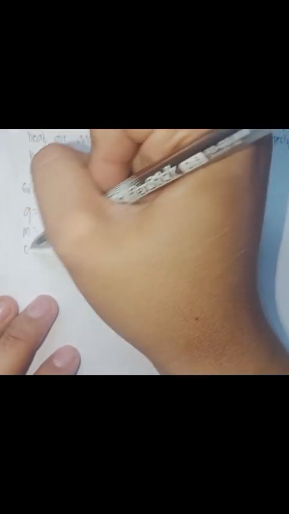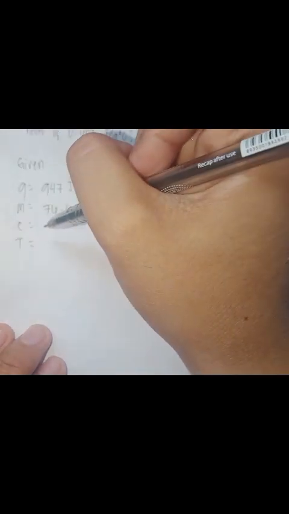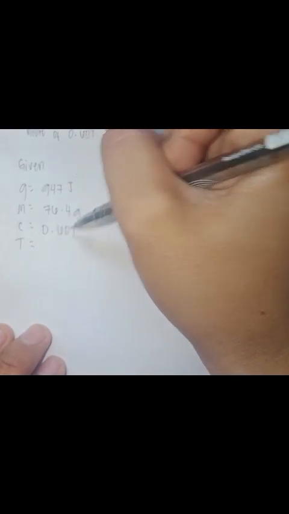So, let's put the given. So, the Q is 947 joules and the mass is 76.4 gram. And the C is 0.607 joules per gram degree C. So, the T is unknown.